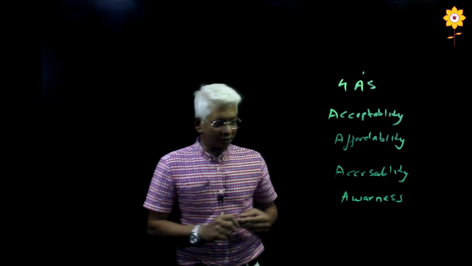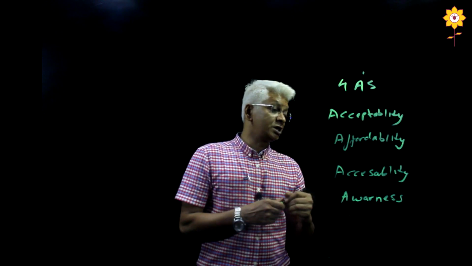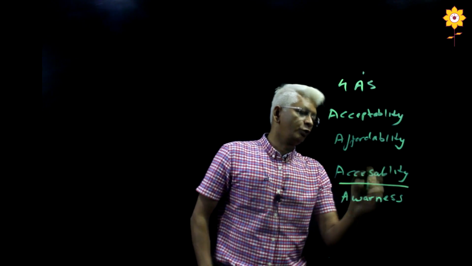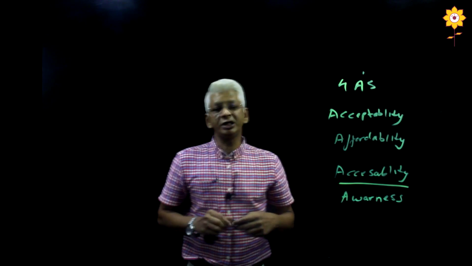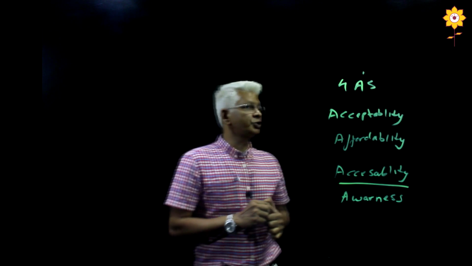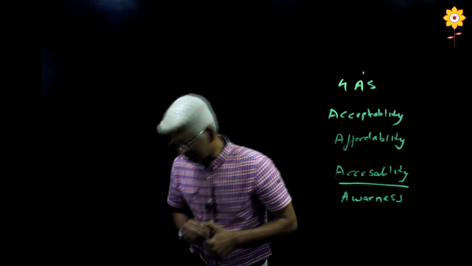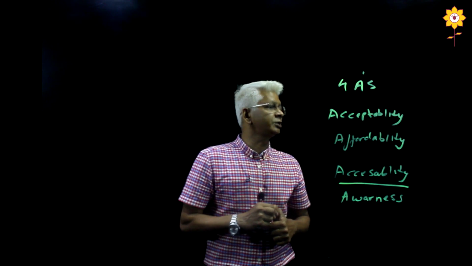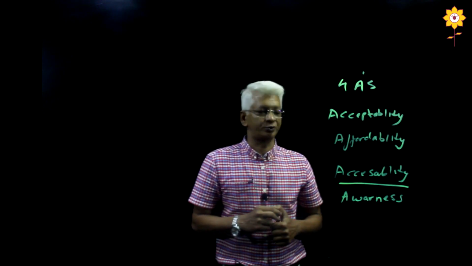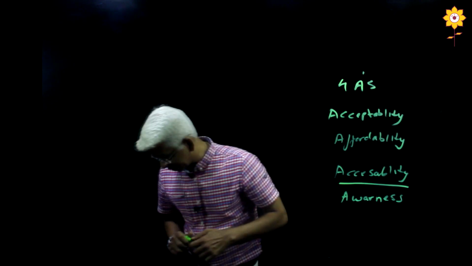Next is accessibility. For me, the most important factor among these 4As is accessibility. If your product is not reachable, if you are not in a position to offer the product to the customer at the place where he requires it, then there are every chances that the customer may look out for alternate options. So accessibility should be taken care of.